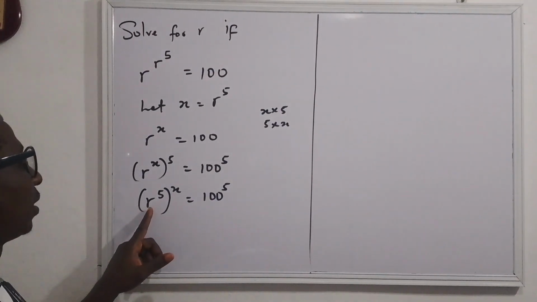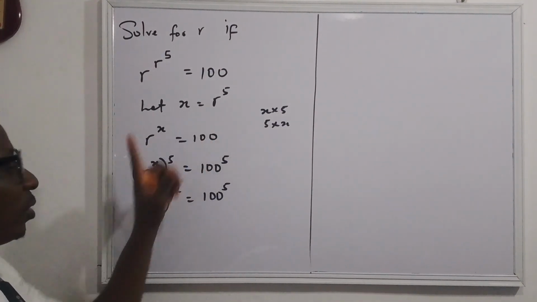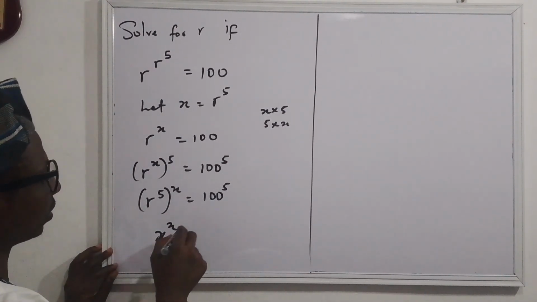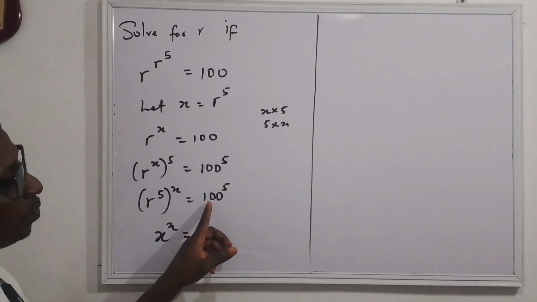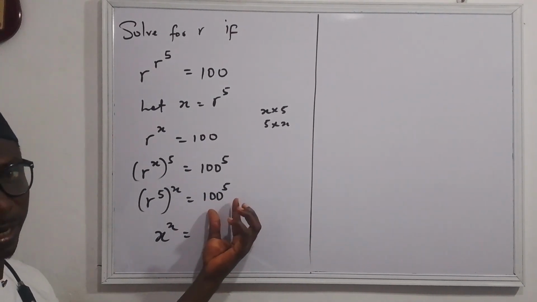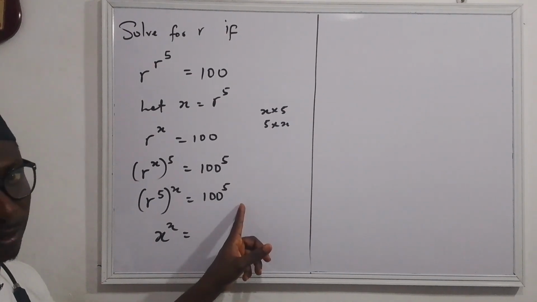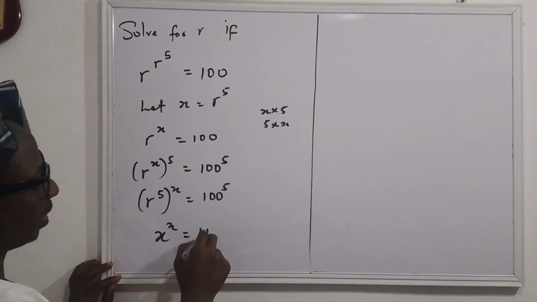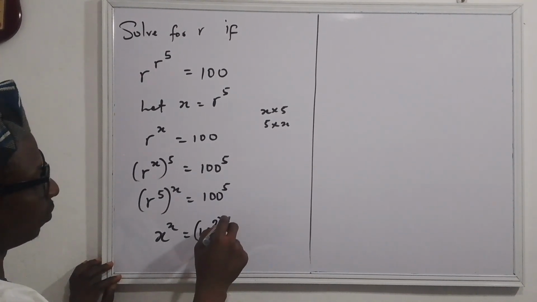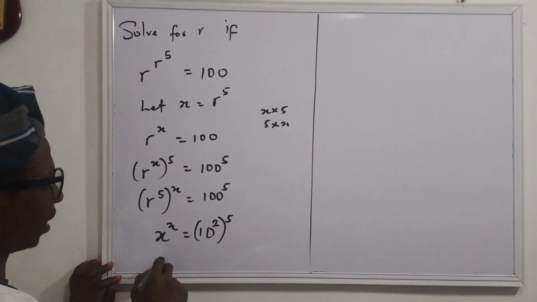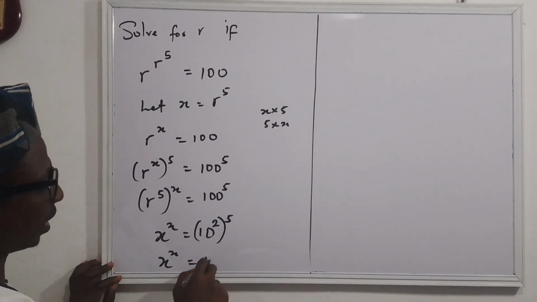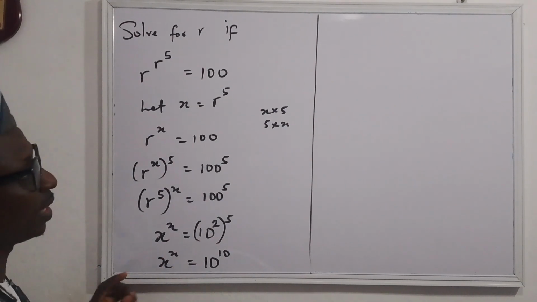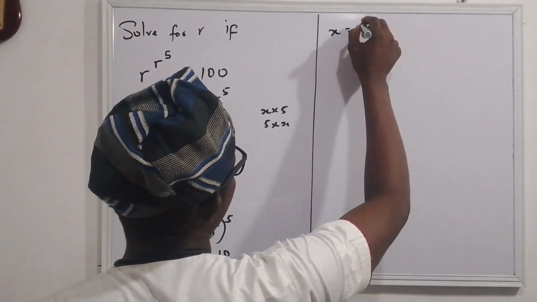Now don't forget, r raised to the power of 5 is x. So that means we can replace this with x. So we have x raised to the power of x equals. Now I want to find a way of expressing this 100 raised to the power of 5 such that it's going to look like this. So what are we going to do? So see, we have 10 raised to the power of 2 raised to the power of 5. Okay, so we have x raised to the power of x equals 10 raised to the power of 10. Alright, so they now look similar. So that means x equals 10.